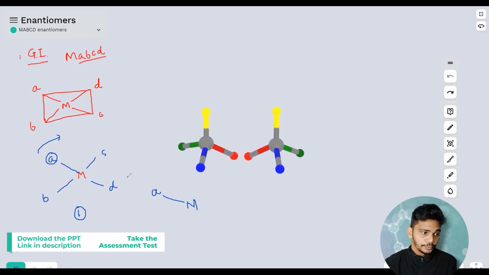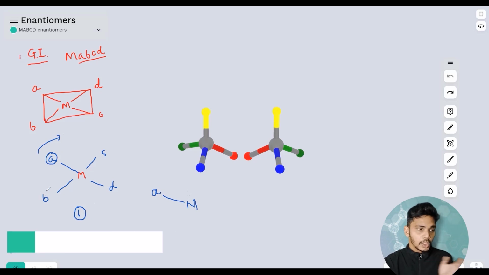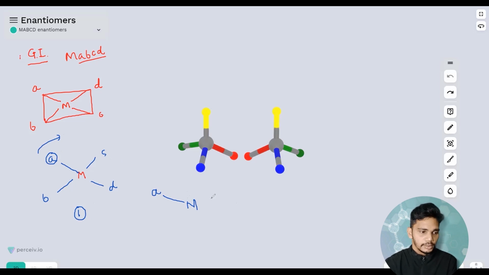Now I'm rotating this clockwise, so B will become C. Okay, so C here will become B. See, because I'm rotating clockwise, right? I'm rotating in this direction. Correct. So this has become B, here it becomes C, and here it will become D.